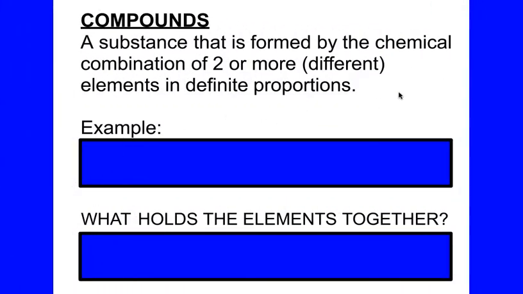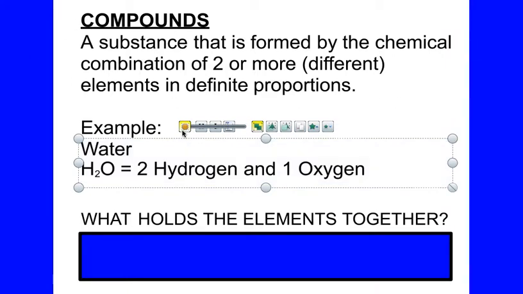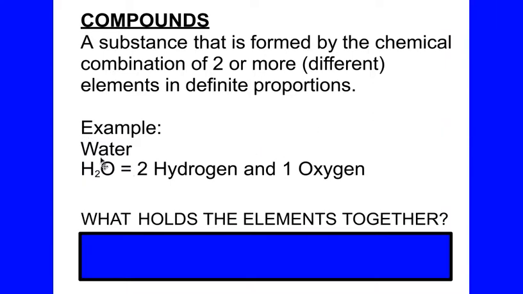When we take two or more different elements, then we can combine them together chemically to make what we call a compound. So an example of a compound would be water. Water is 2 hydrogen atoms and 1 oxygen atom. And so when we combine those two together, we get a new substance called water. And we're actually going to look at some specific important things about water in just a minute.